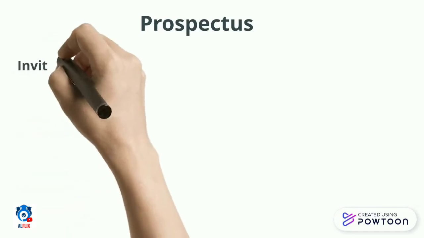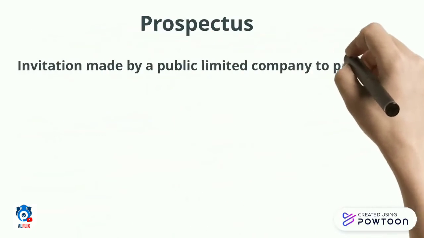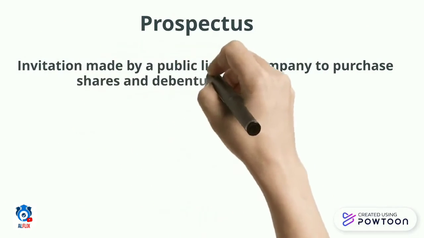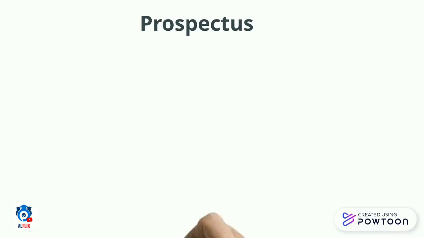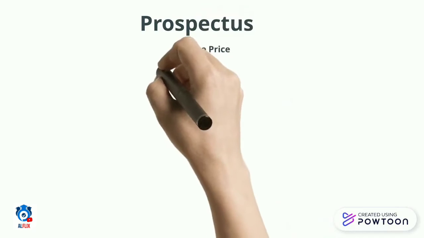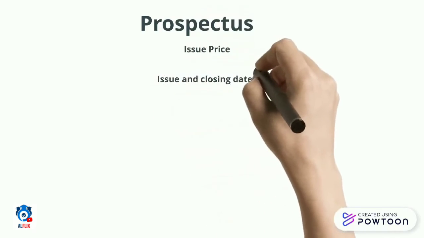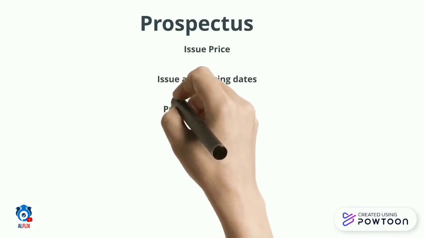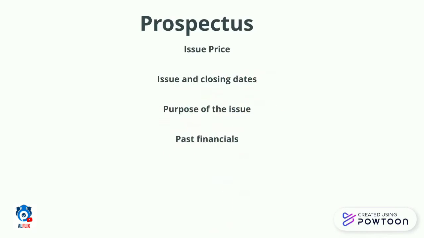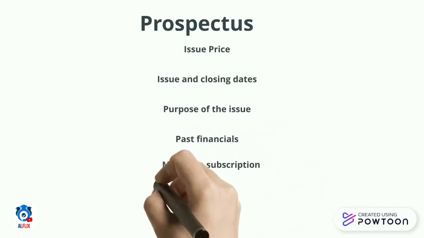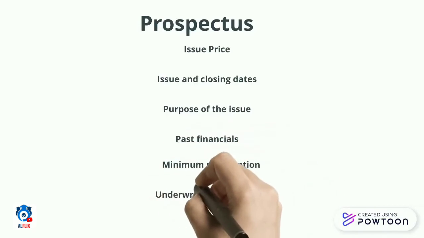Now let's look into prospectus. So this is basically an invitation made by a public limited company to purchase shares and debentures of the company. So this would include the following: issue price, the issue date and the closing date, purpose of the issue, past financials, minimum subscription, underwriting agreements.